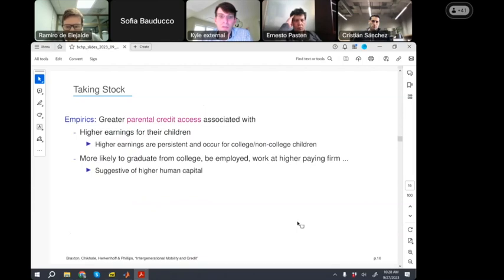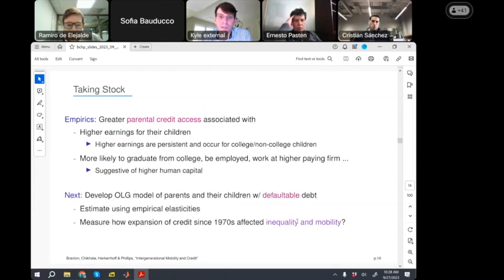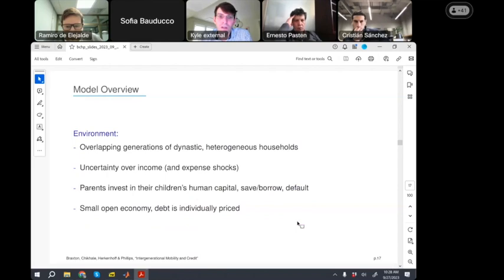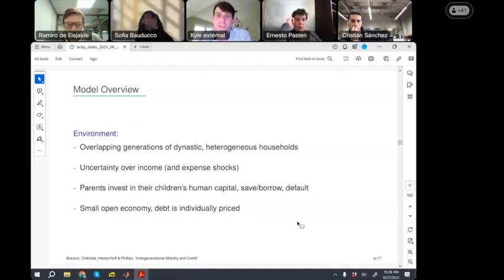So with that, we're going to blast off into the model, and I'm going to go fairly quickly here and not summarize so much. We're going to use the model for the counterfactuals. We're going to map the model to those estimates. So we're going to develop a model with overlapping generations, heterogeneous households. There's going to be uncertainty over income and expense shocks.